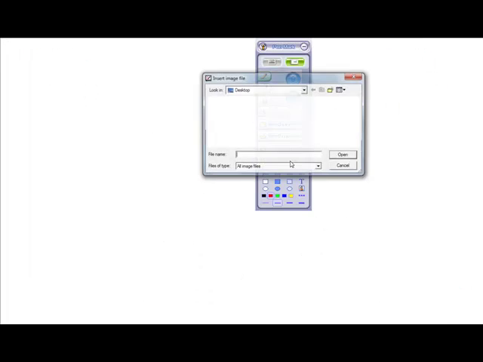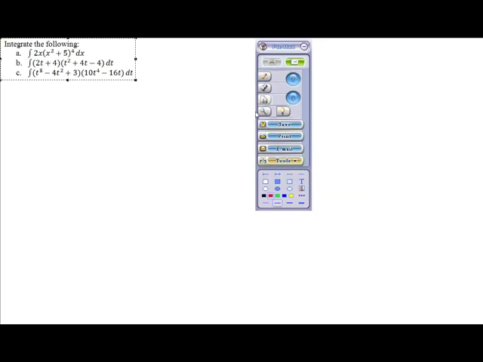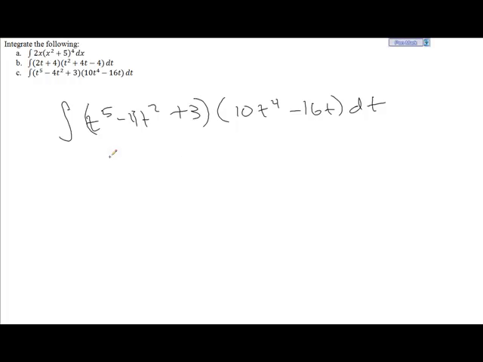Finally, the third integral is going to be the integral of t to the 5th minus 4t squared plus 3 times 10t to the 4th minus 16t dt. So the bigger one here is the t to the 5th power, so we'll let u equal t to the 5th minus 4t squared plus 3, which means our du will equal 5t to the 4th minus 8t.